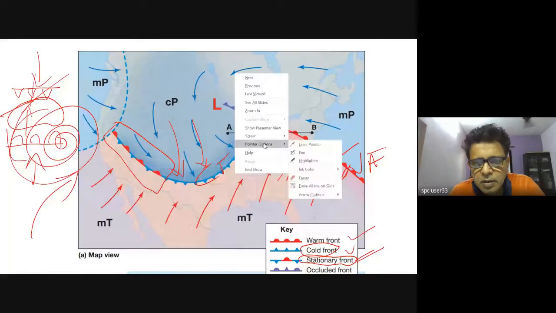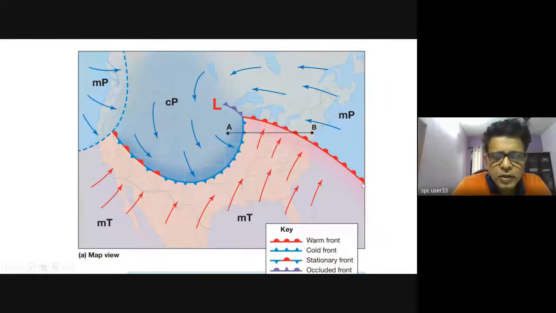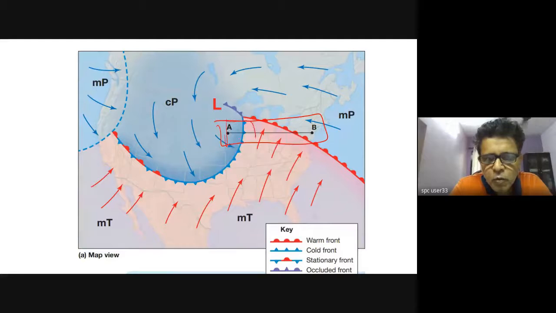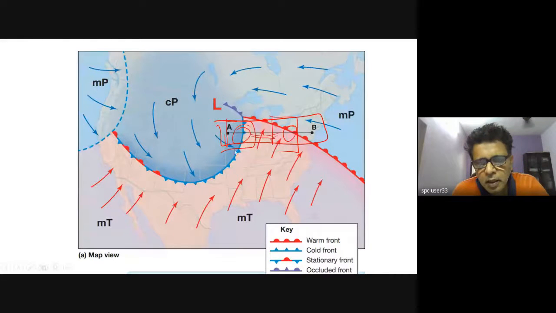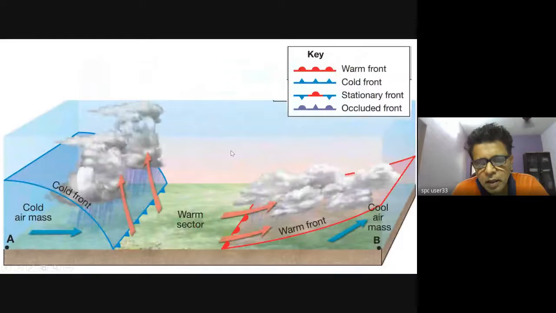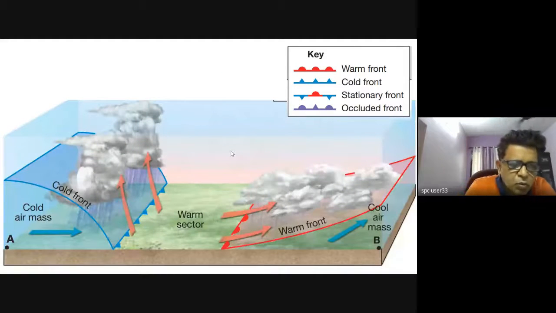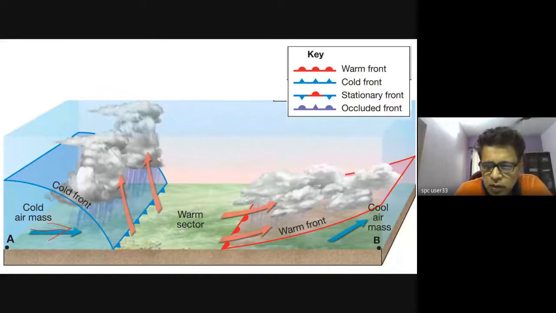I'll just clear this. This is point A and this is point B. What do you have? Some part of cold, some part of warm here. Okay, this is cold and warm, and then you have the region in between. Now let us try and understand how it looks here. Okay, so you'll see that here the cold air is moving ahead. The warm is moving in a different direction, pushed by the Coriolis force.